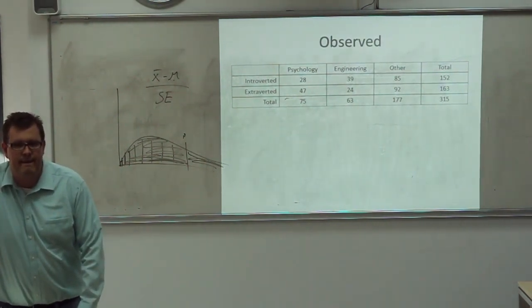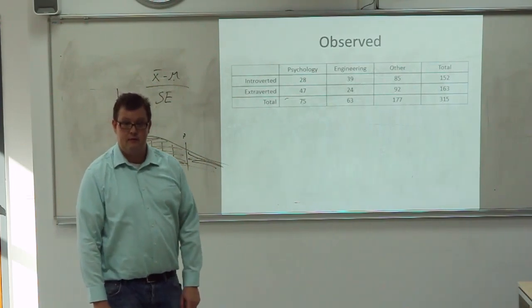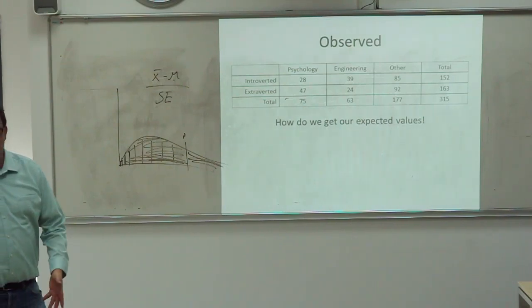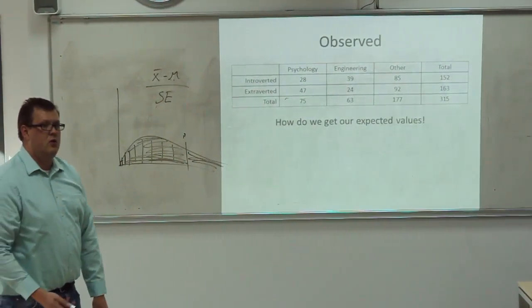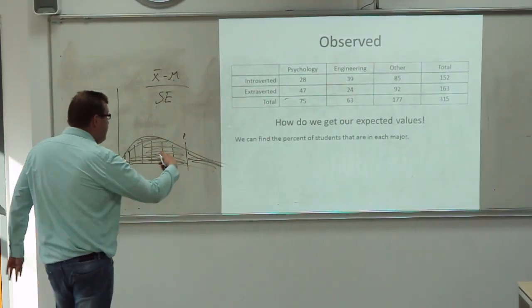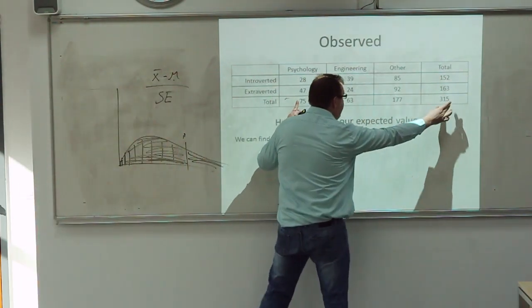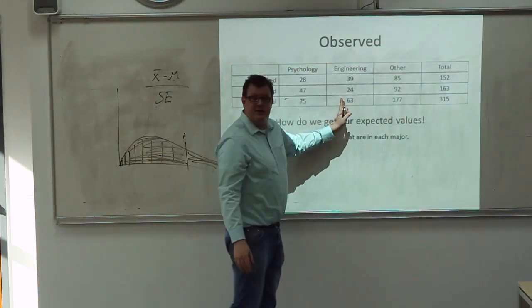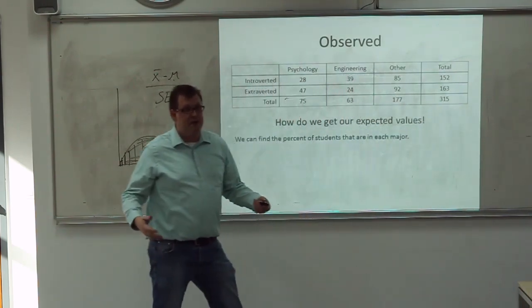If we have to calculate percentages, totals are going to be helpful, right? That's exactly right. How do we get our expected values? We use percentages. We earlier multiplied the percentages by the total, so we're going to do the same thing here. We find the percent of students that are in each major. So 75 divided by 315, that's the percent that are psychology majors. 63 divided by 315, that's the percent that are engineering majors. In our sample, 177 divided by 315, that's the percent that are other.